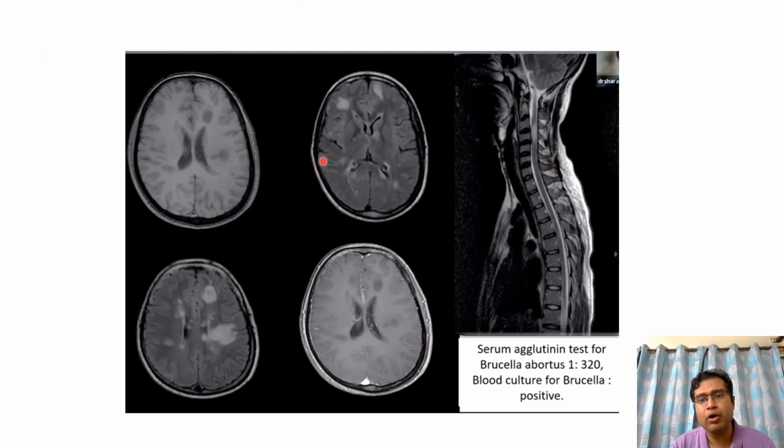So this is another important entity which mimics multiple sclerosis completely, and the diagnosis will go as multiple sclerosis if the clinician doesn't suspect any other particular entity. In this particular case, it was a case of brucella. The blood culture was also positive.